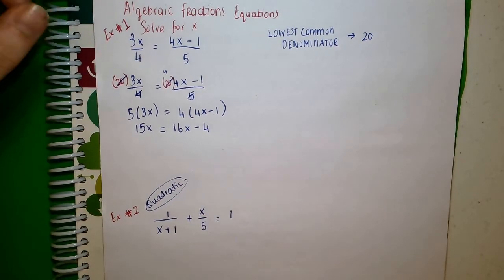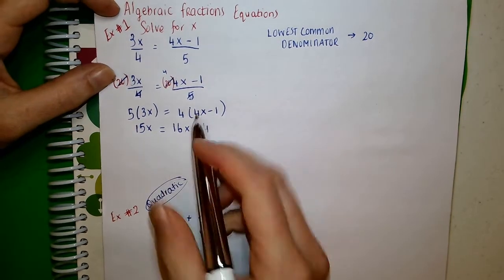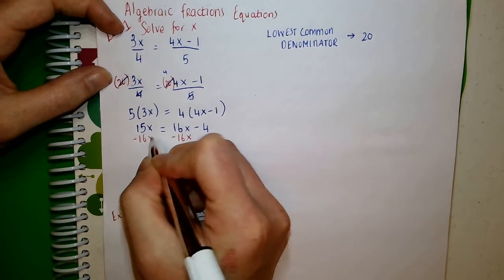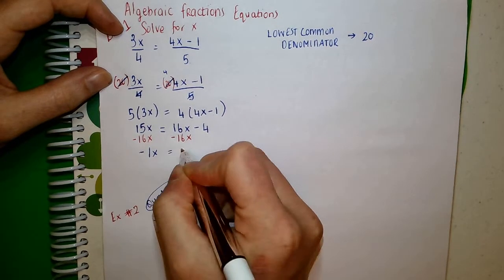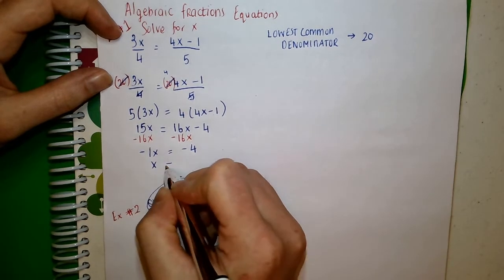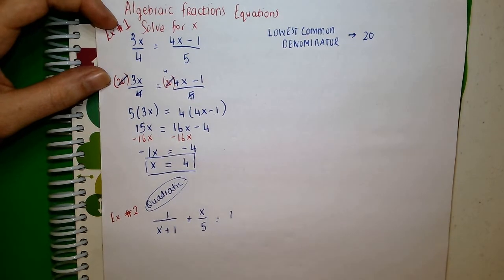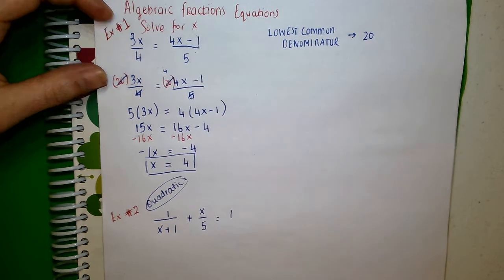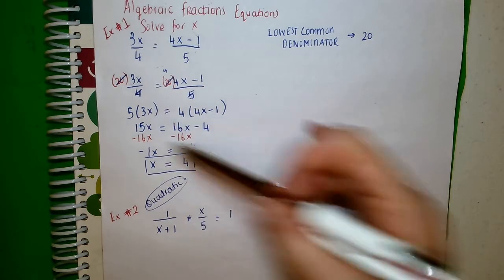Reminding ourselves it's an equation, so our x's come to one side and our numbers go to the other. I want to get rid of the 16x from this side, so I'm going to take 16x away, and we're left with minus 1x equals minus 4. If minus 1x is equal to minus 4, then that must mean that x equals plus 4. And that is the answer to our first question. So we have solved this algebraic fraction equation by finding the lowest common denominator and multiplying by that.